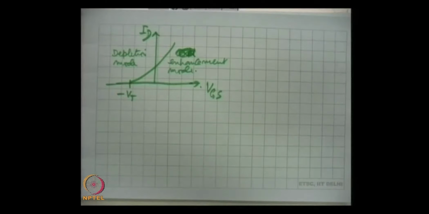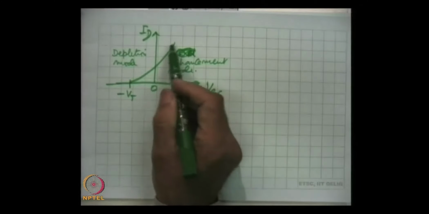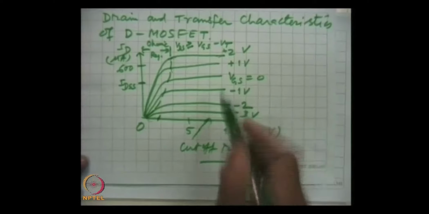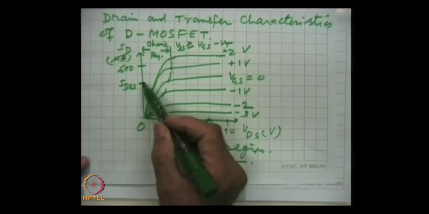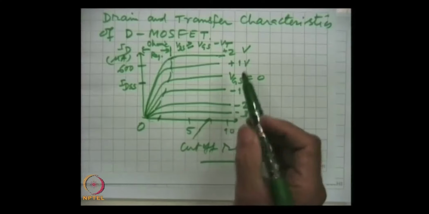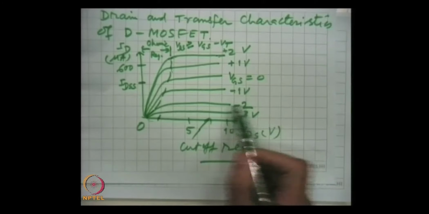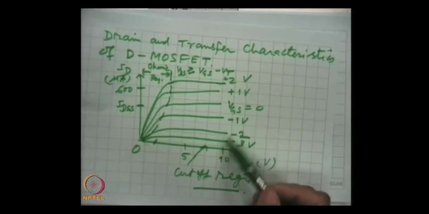Enhancement mode, this is 0. Now, such a plot, this is important, such a plot can be obtained from drain characteristics also. If we take different values of VGS and plot the variation in ID. So, taking it as -1, take the corresponding ID, VGS -2, take this value, and this way we can collect all the values of VGS and corresponding values of IDS we can plot.